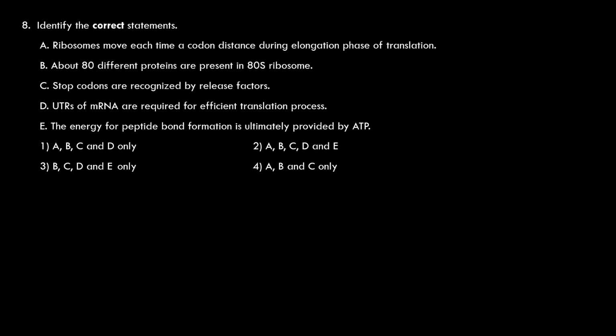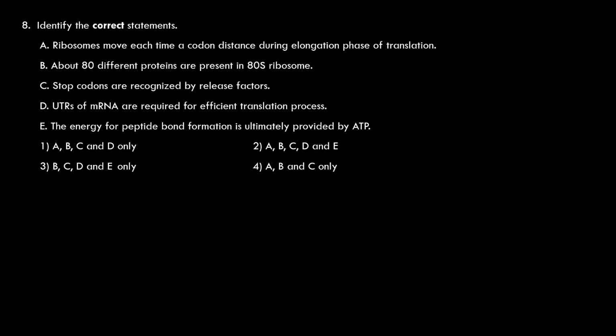Identify the correct statements. Ribosomes move each time a codon distance during the elongation phase of translocation. This is correct only. About 80 different proteins are present in a ribosome. This is also correct. I think last time it was given in one of the NEET exams. Stop codons are recognized by release factors. Absolutely true. The stop codons UAA and UAG are recognized by releasing factor 1. UAA and UGA are recognized by releasing factor 2. And releasing factors 1 and 2 are in turn recognized by releasing factor 3.